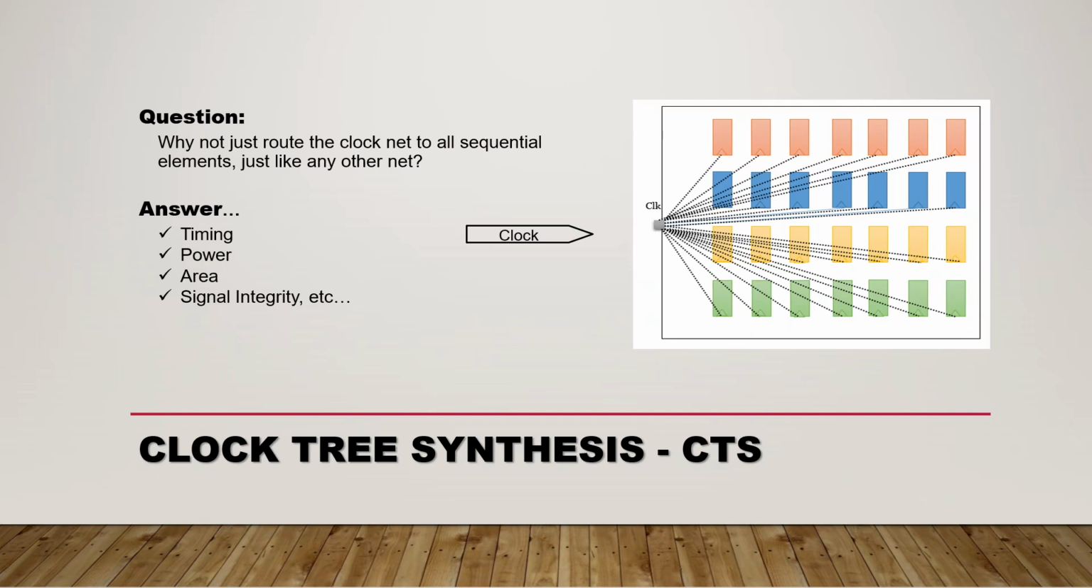So why not just route the clock net to all sequential elements just like any other net? You need to do it for timing, power, and signal integrity. This is clock tree synthesis. In PD you will get CTS, that is nothing but clock tree synthesis.